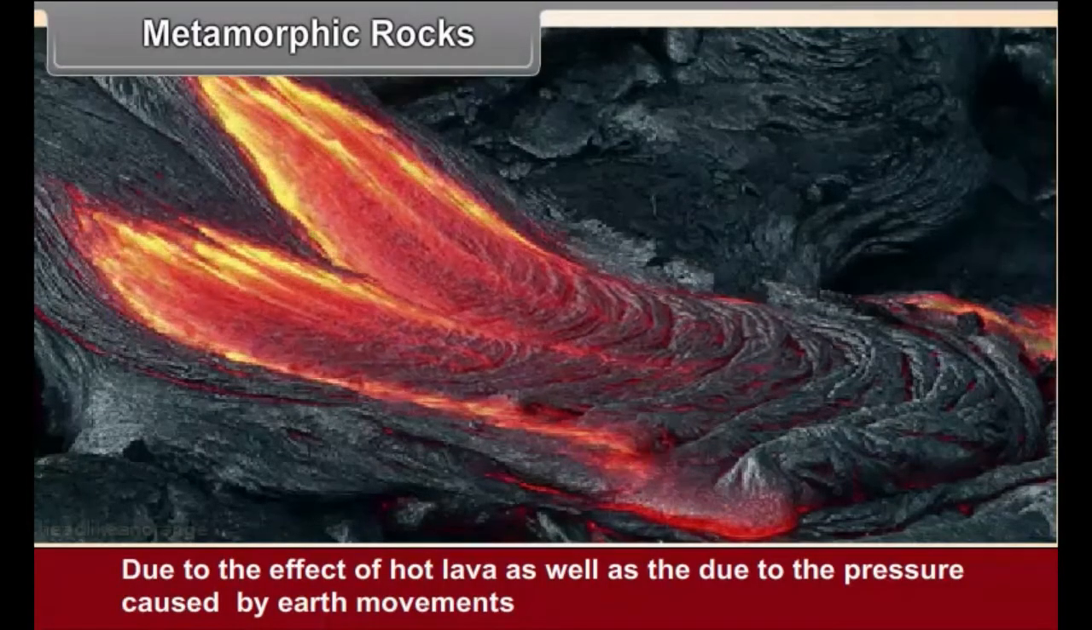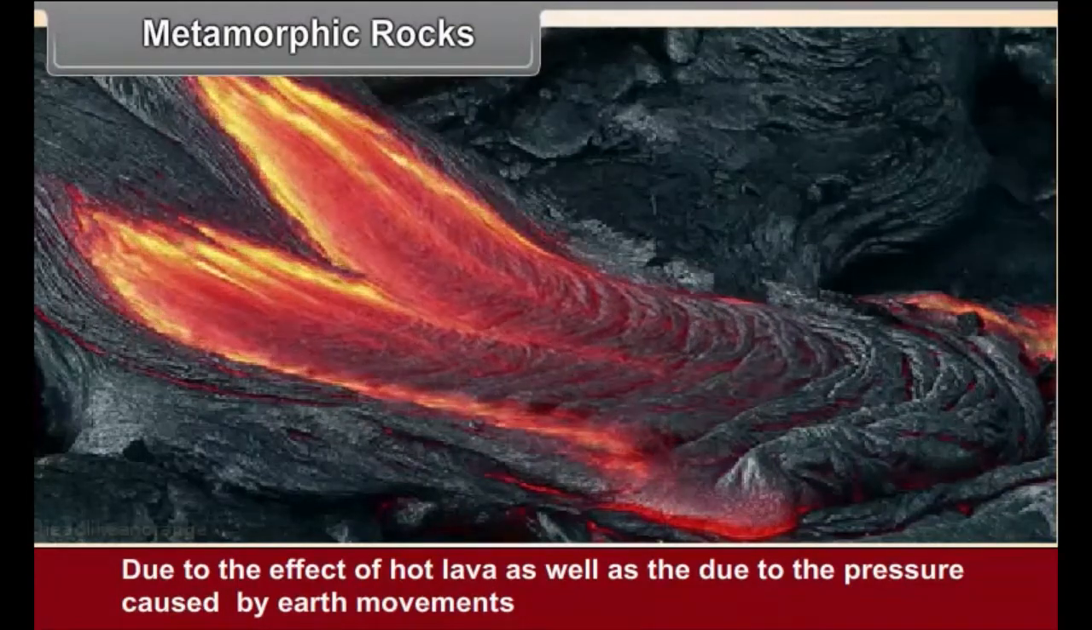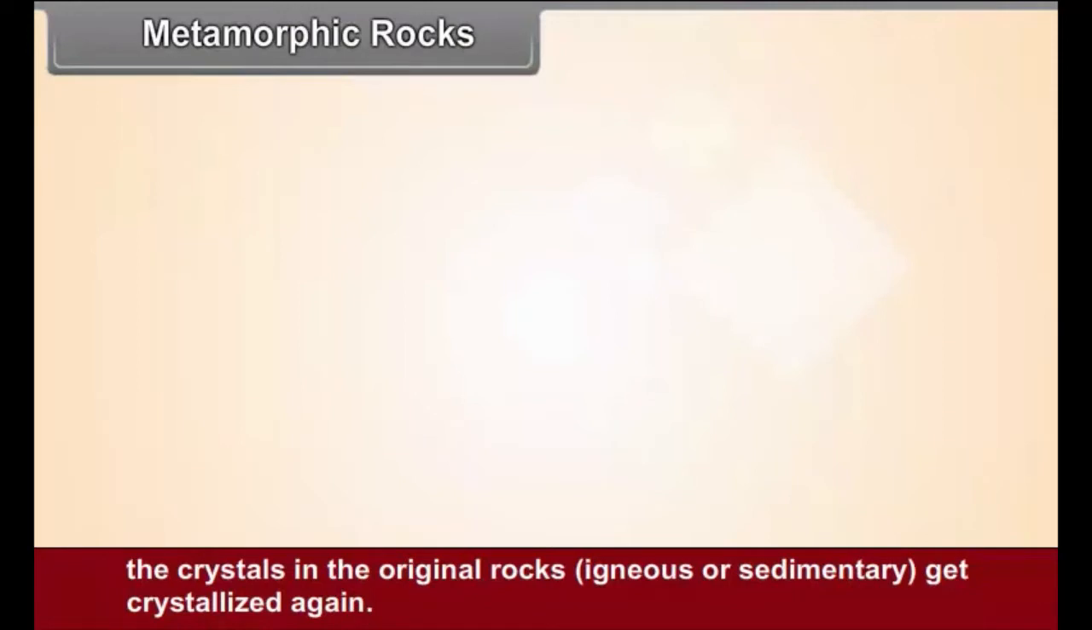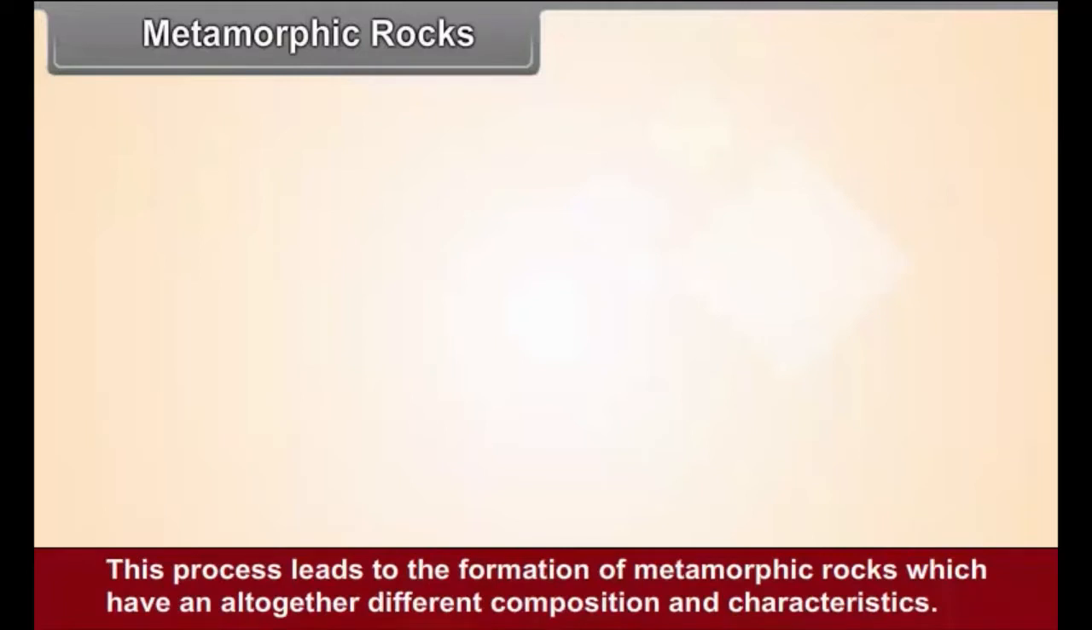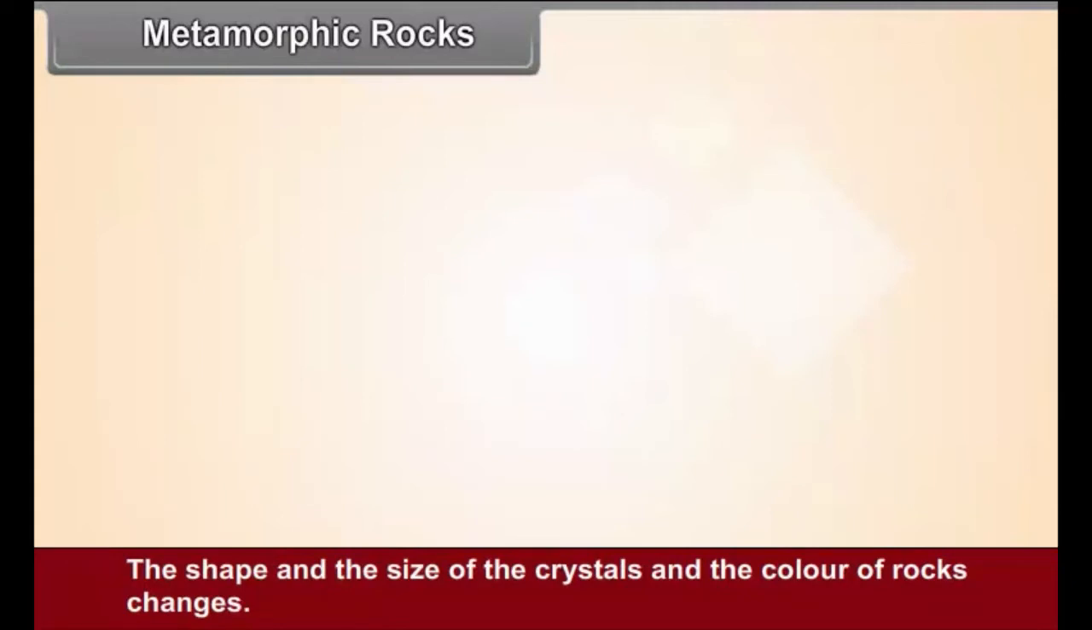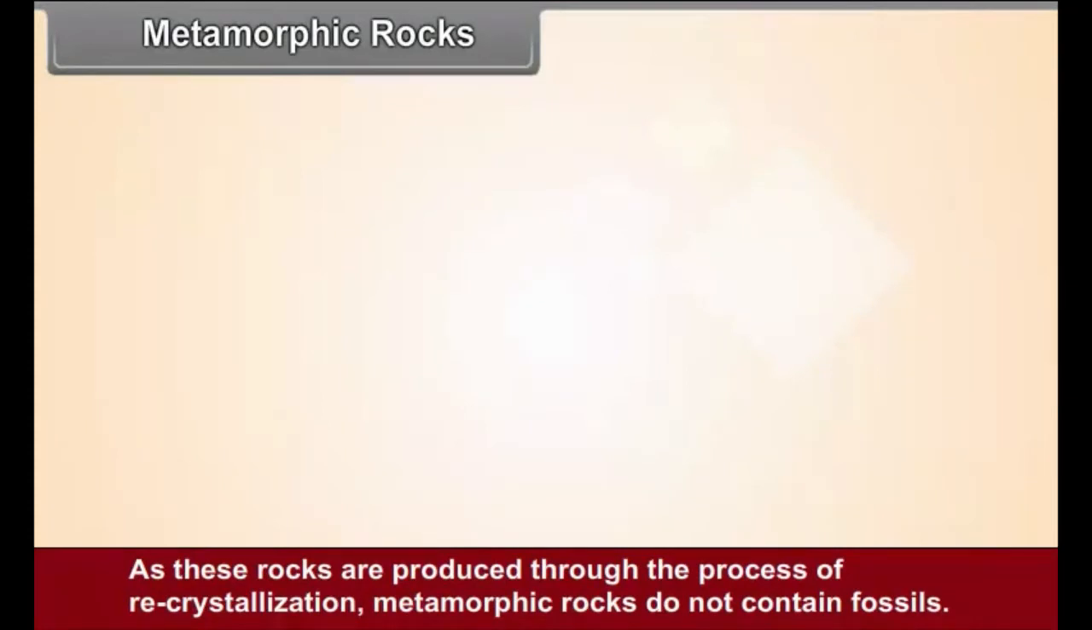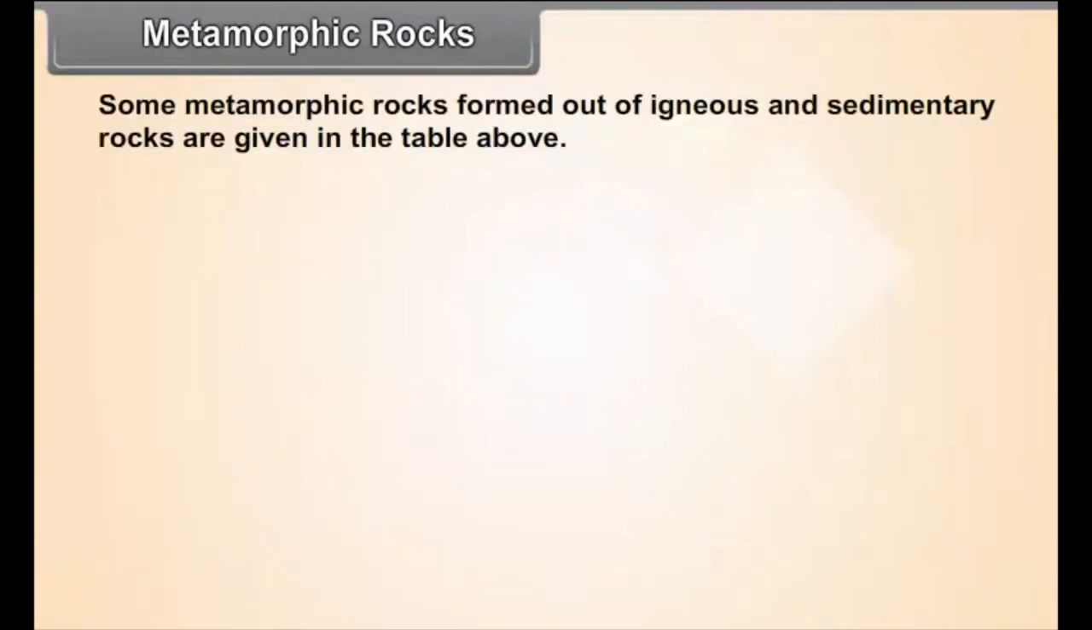Metamorphic rocks. Due to the effect of hot lava, as well as due to the pressure caused by earth movements, the crystals in the original rocks, igneous or sedimentary, get crystallized again. This process leads to the formation of metamorphic rocks, which have an altogether different composition and characteristics. The shape and size of the crystals and the color of rock changes. As these rocks are produced through the process of recrystallization, metamorphic rocks do not contain fossils. Some metamorphic rocks formed out of igneous and sedimentary rocks are given in the table above.